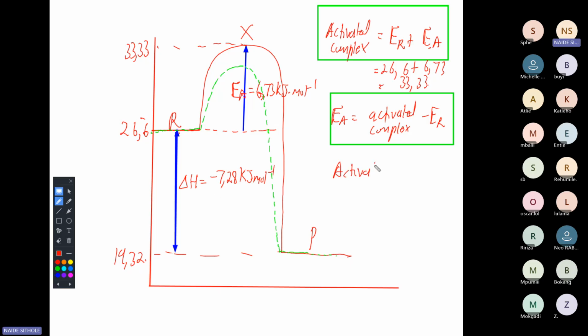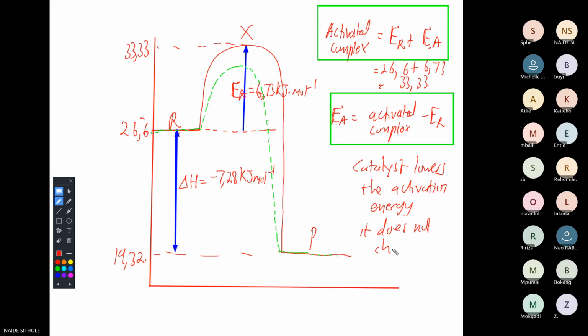a catalyst lowers the activation energy. It does not change the enthalpy change, the heat of reaction. Nothing will be done to the heat of reaction.